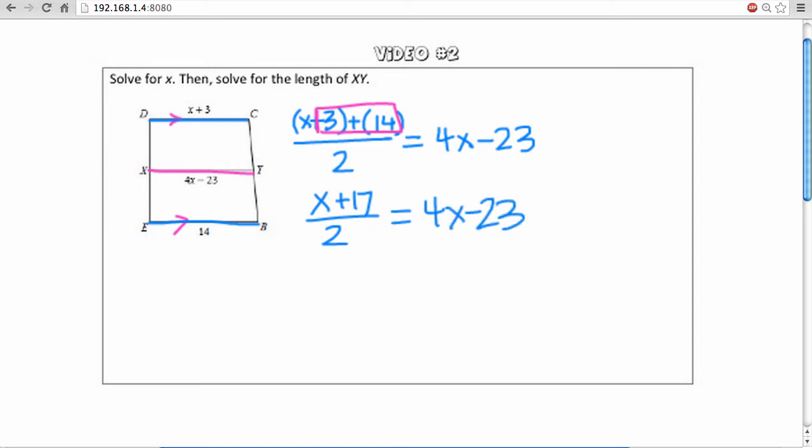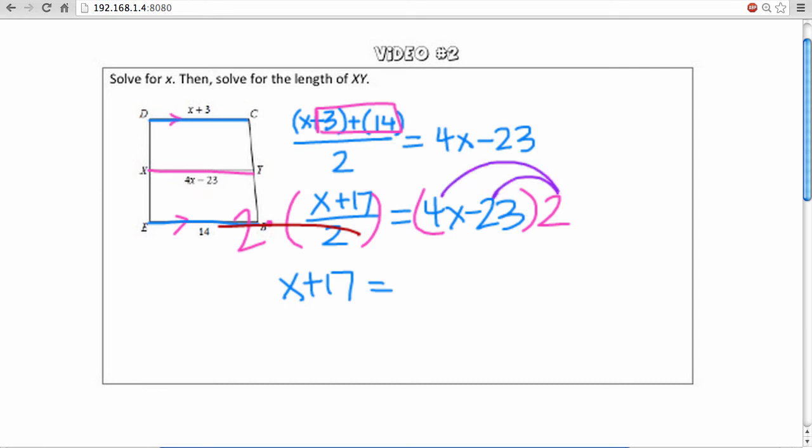Now, algebraically, we're looking to get x by itself, and we have a denominator right here. Let's go ahead and get rid of that. So let's multiply both sides of the equal sign by 2. Now what happens is that your 2 on the left and the denominator simplify out to 1. So we get x plus 17 on the left. And on the right-hand side, we have to be careful, and we have to make sure we're distributing that 2 to each of those terms on the inside of your parentheses. We wind up getting 8x minus 46.